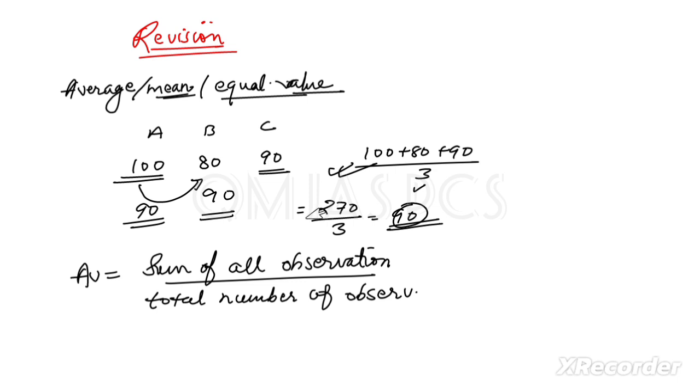Here we are only doing a quick revision. We are not going deep. So this is our basic formula: average is equal to the sum of all observations divided by the total number of observations. Then there are some conditions of observation. Let's see what these conditions are.